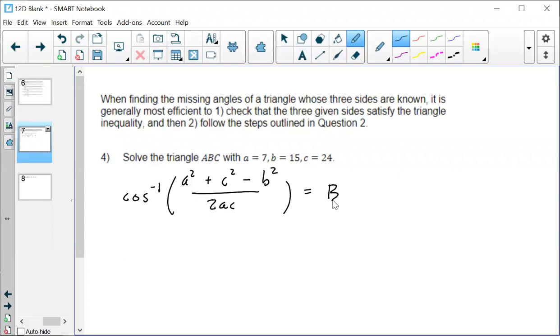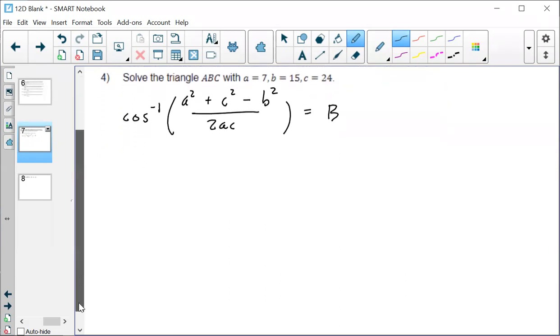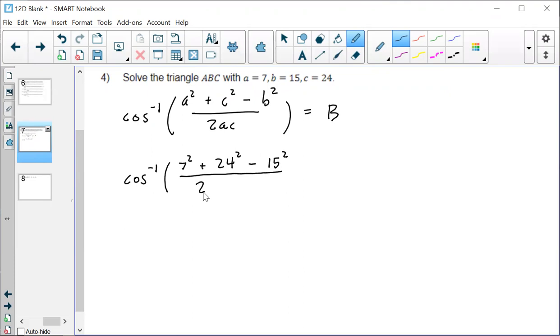Whenever we use the arc functions, that's going to return an angle. So in this case, it's going to be angle B. So let's go ahead and substitute in some numbers. So A is 7, so we're going to take 7 squared plus C is 24, that's squared, minus B is 15, so we have 15 squared. And that's all over 2 times A, which means 7, times C, which is 24. And this will be B again.